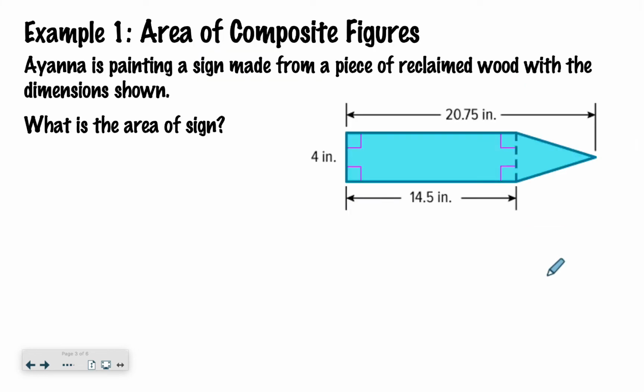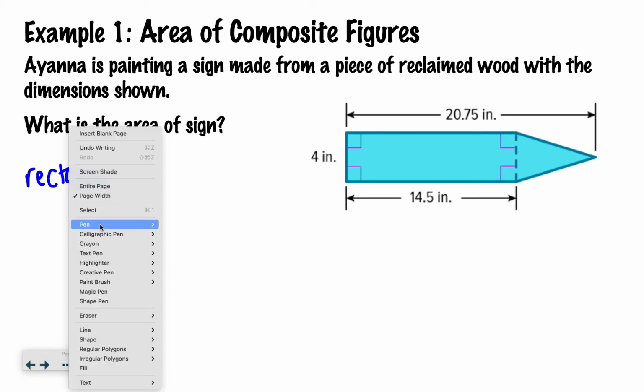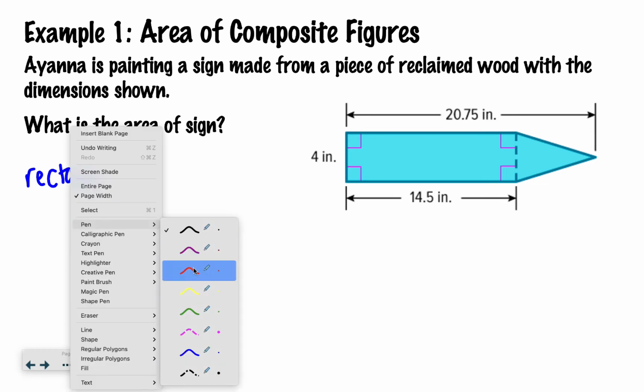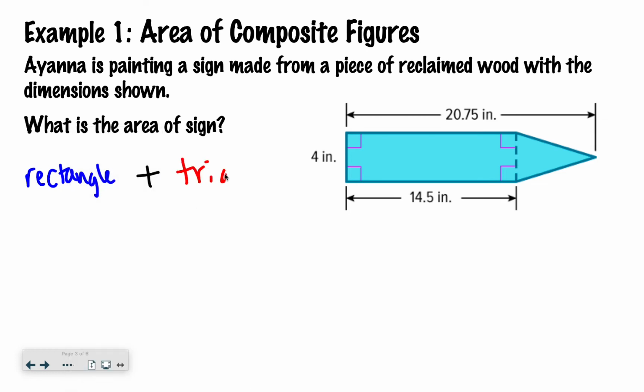Okay, so let's look at example 1. Ayana is painting a sign made from a piece of reclaimed wood with the dimensions shown. What is the area of the sign? So if we look at this figure, we can see that we have a rectangle and then a triangle. So we're going to say the area of the rectangle, and then we're going to add that with the area of the triangle. And I'm just going to color code it a little bit for you.